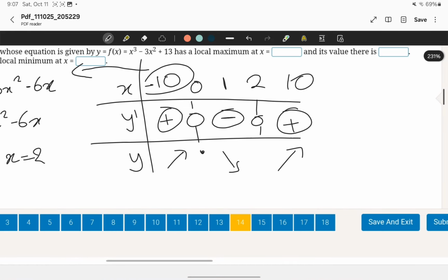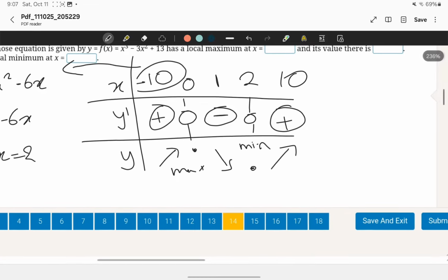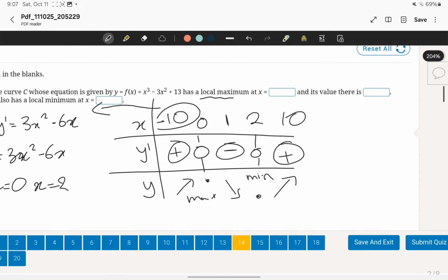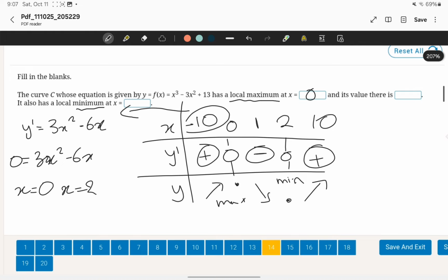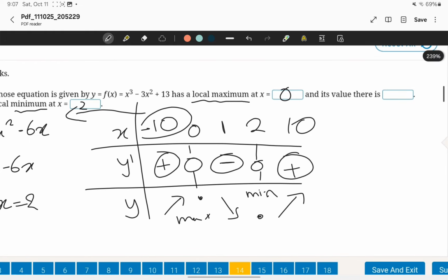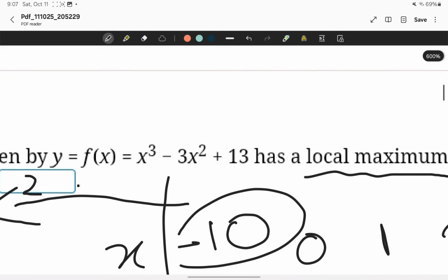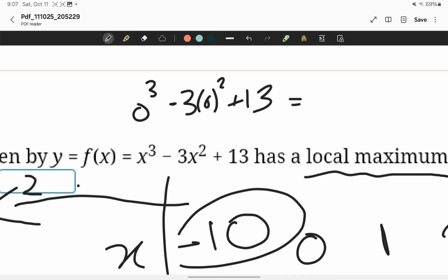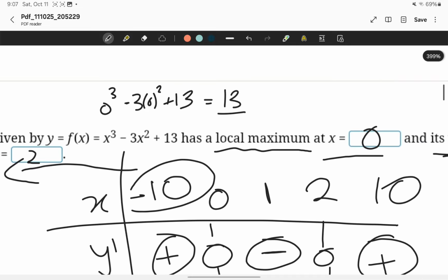Okay, so now we know that this point is a max, and this point here is the minimum. So they're saying here a local maximum at x is 0, and they want here a local minimum at x is 2. But for the x is 0 point, they're asking for the value there. The value there just means that they want y. So you take the 0 and put it back in the original equation. So you put it here, minus 3 times 0 squared plus 13, this is equal to 13.